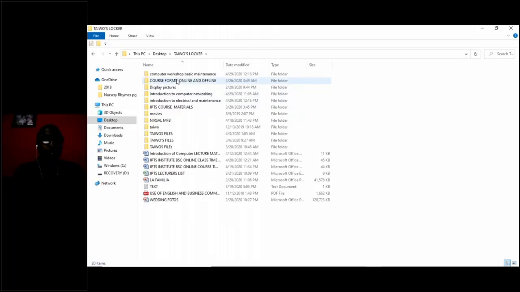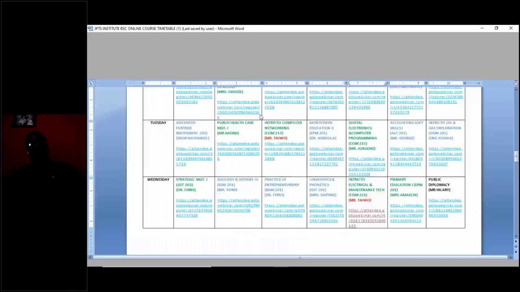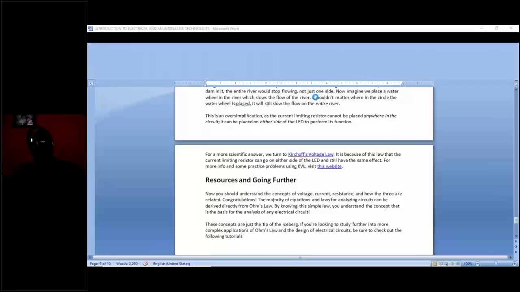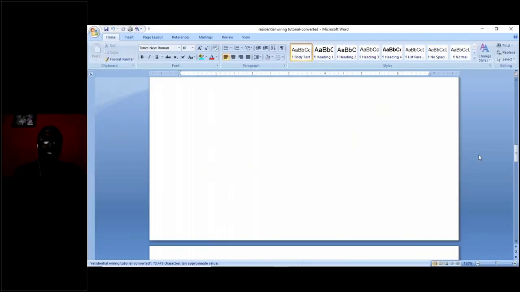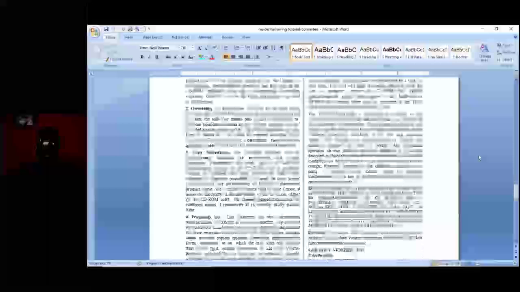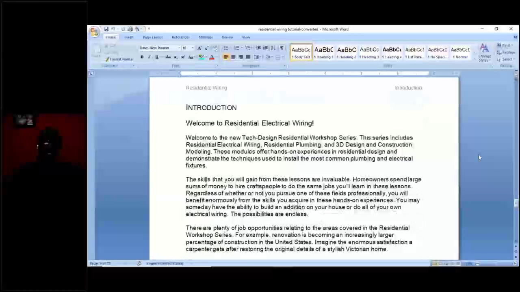Talking about residential wiring. So we have looked at the basics of electricity. Now we want to start talking about what exactly residential wiring is. The basics of residential wiring.